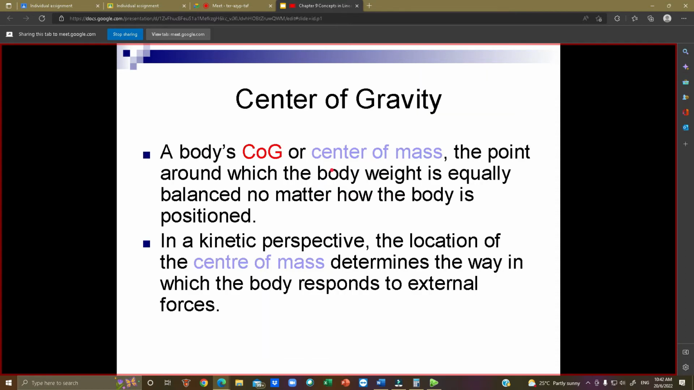Okay, next one, center of gravity. Center of gravity ni konsep. Okay, when we talk about center of gravity or center of mass, it is the point around which the body weight is equally balanced, no matter how the body is positioned. In a kinetic perspective, location of center of mass determine the way in which the body respond to external forces.